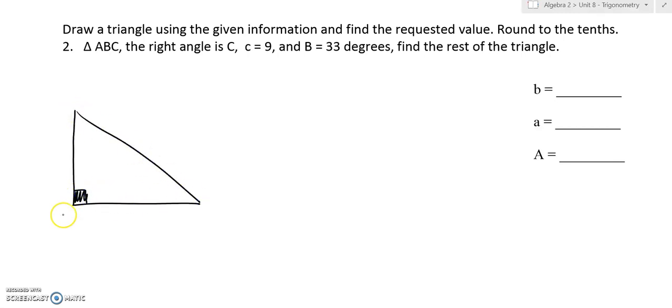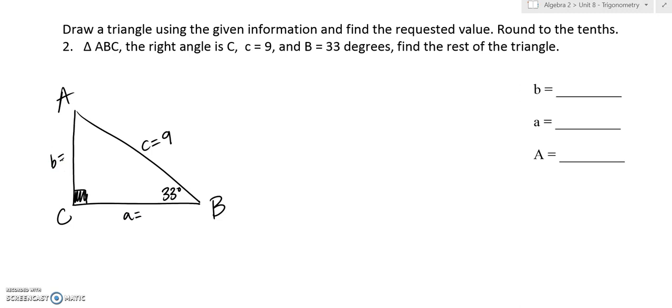Fill in as much as I know. I know C is the right angle, A is on the top. I like to put B down there. It said little c, so directly across from big C, side C is 9. Big B, that angle is 33. I want to find some of these other pieces, so I'm going to label a little bit more. Across from big A is little a, across from big B is little b.